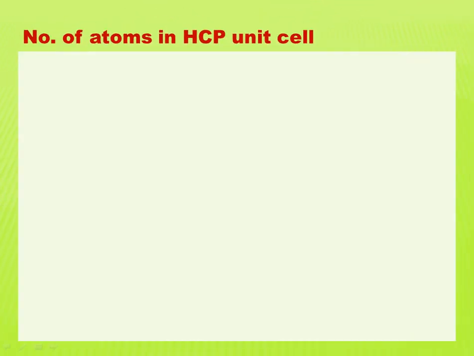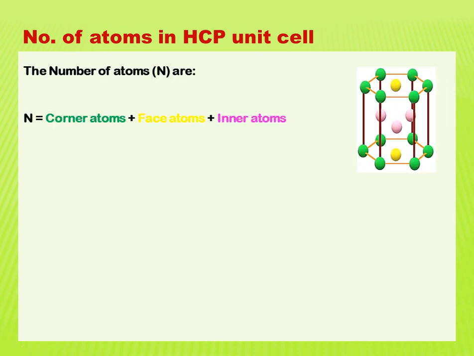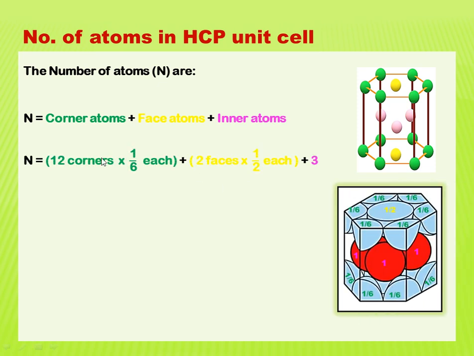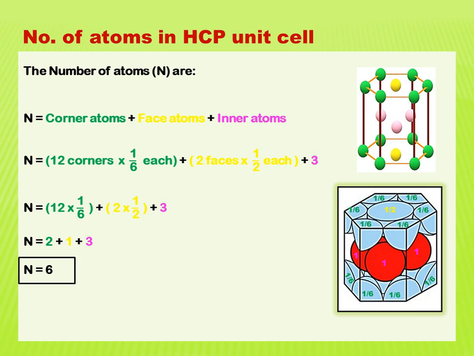Number of atoms in HCP unit cell. It can be calculated by this formula. Here, as we know that there are 12 corners of two hexagons and every atom contributes 1 by 6 part. Similarly, two faces, atom at the center of two faces contributes 1 by 2 part, and the inner atoms are having contribution of 3. So if we simplify this, we get 6, which means that there are 6 atoms per unit cell of HCP structure.